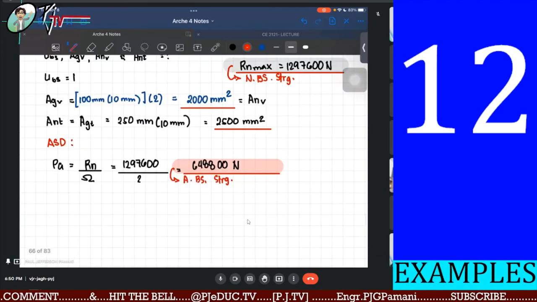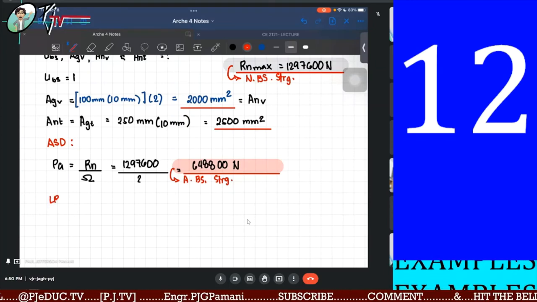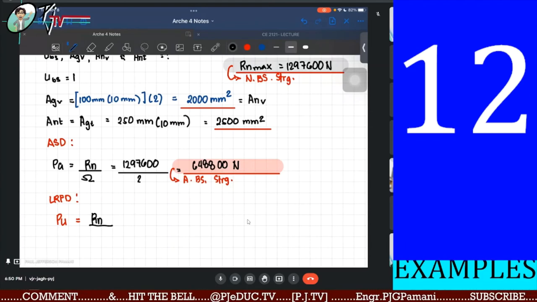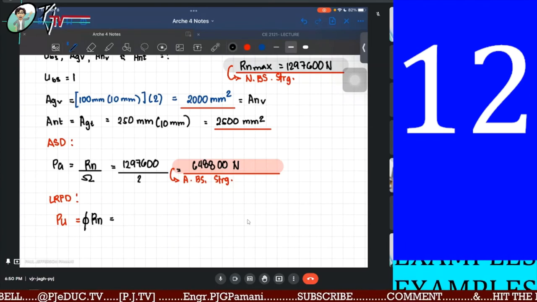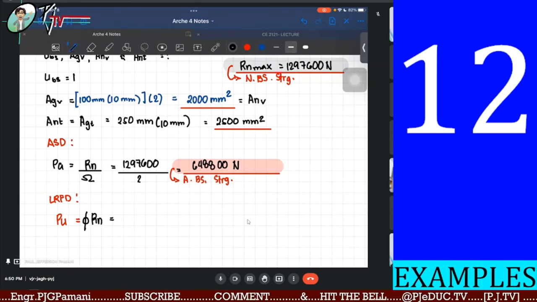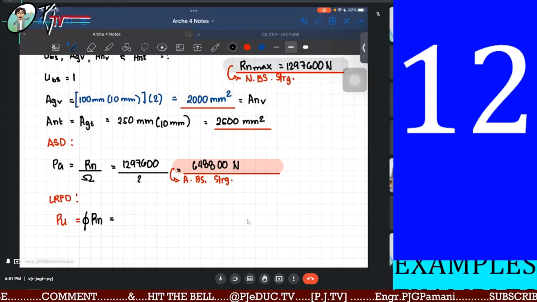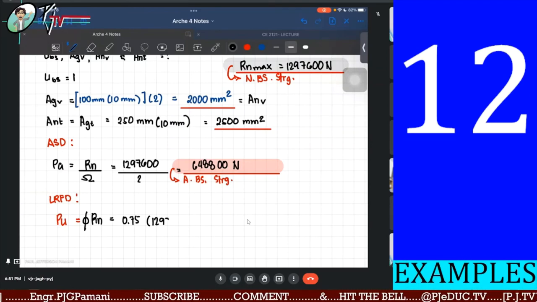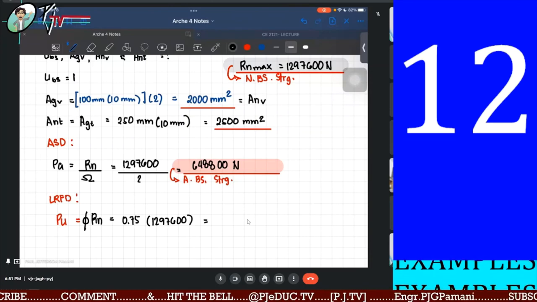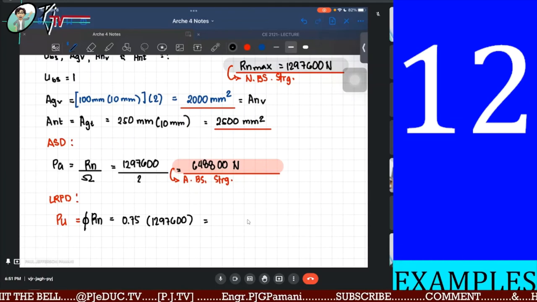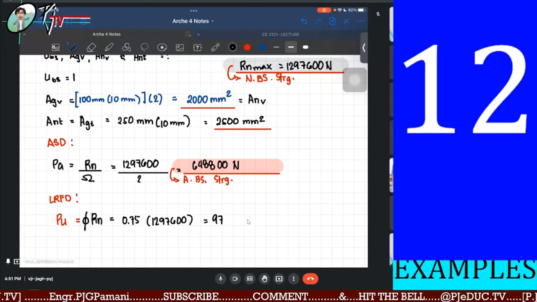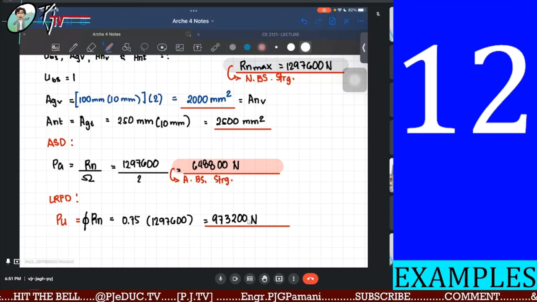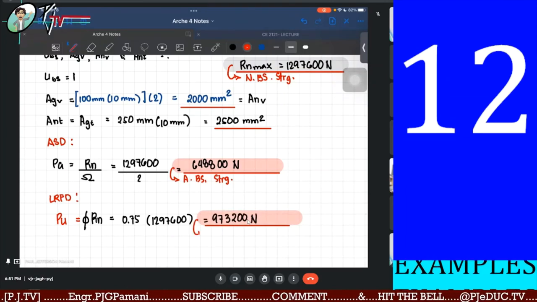Okay, then of course, next one will be your LRFD. Under LRFD, the ultimate strength or the design strength is simply equal to the adopted nominal block shear strength times the resistance factor of block shear strength. Ano yung resistance factor? Then times the adopted Rn, 1,297,600. So ilan yan? Newton. Okay. So again, this will serve as our answer for the design block shear strength under LRFD.